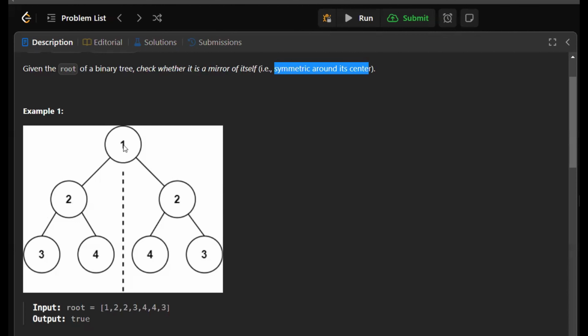Now, if you partition the tree from the middle, you will see that for this node 3, the corresponding node is 4 for the second half. And for the first half, node 4, the corresponding node is 3. That means it is a mirror to itself, or we can say that this tree is symmetric. I hope you understood the problem. Now let's move on to the algorithm.